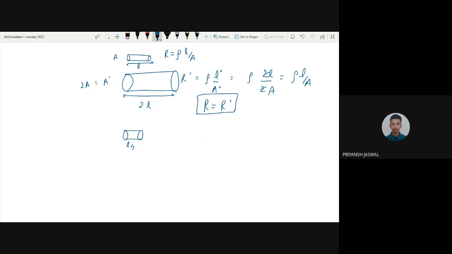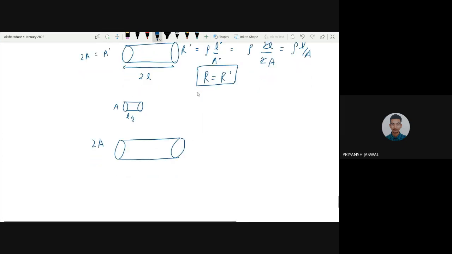Let's say the length is L by 2, and for the thick conductor it remains the same. Area is A, area is 2A. For the thicker wire the cross section is always greater. Length we can change because there is nothing given about it. And still 2L. So R prime will be the same as before, that is rho L by A, and R changes as rho L by 2 by A, that is rho L by 2A.